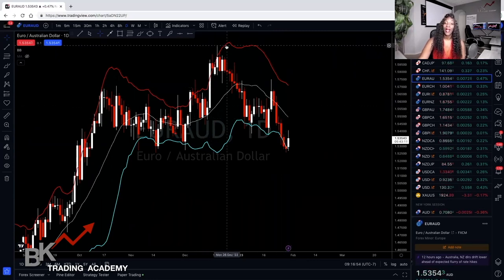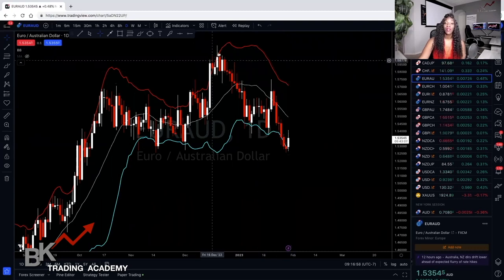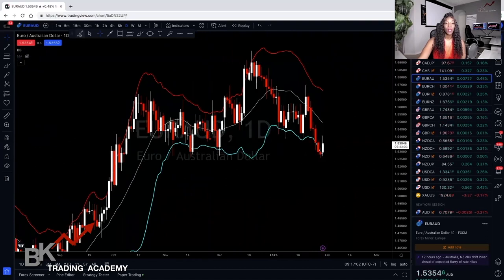It also has an upper band. This upper band is the red band, and this is a signal to us when the price is deeply overbought. So what I mean by overbought is notice how this price was moving upward, okay?